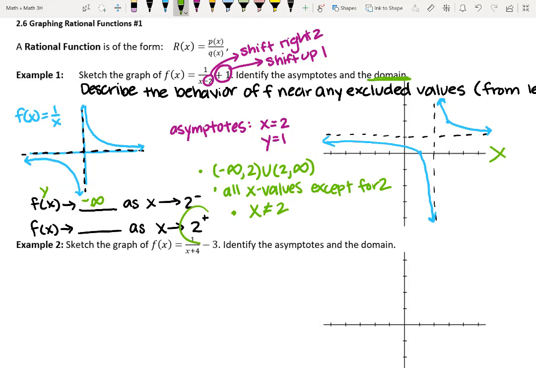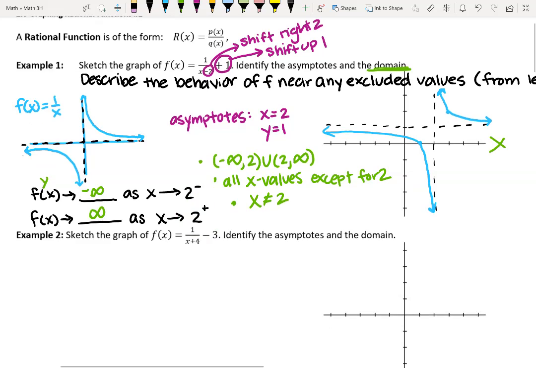And then this one I'm going to look at x approaching 2 from the right. So here's my x value of 2, and from the right it is going up to positive infinity. So I will put f of x, or my y, approaches positive infinity as x goes toward 2 from the right.